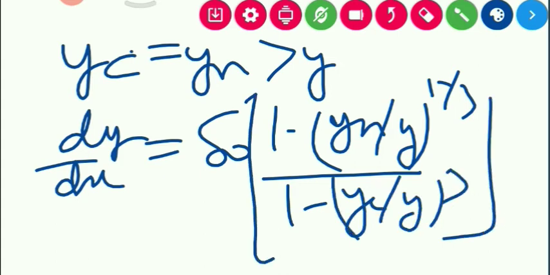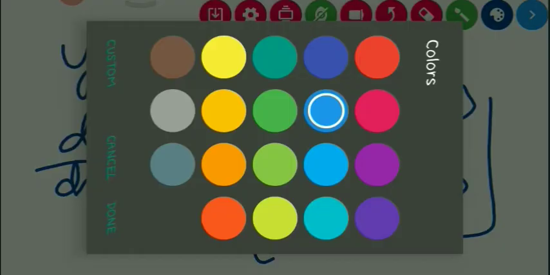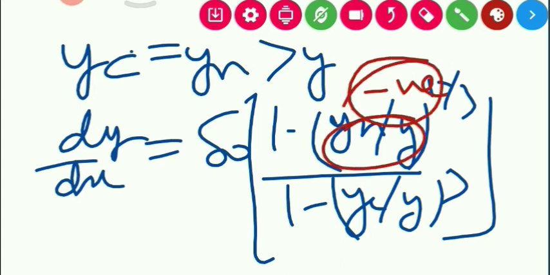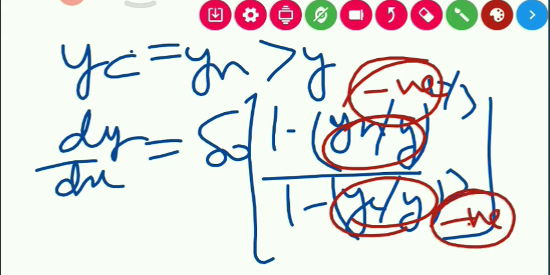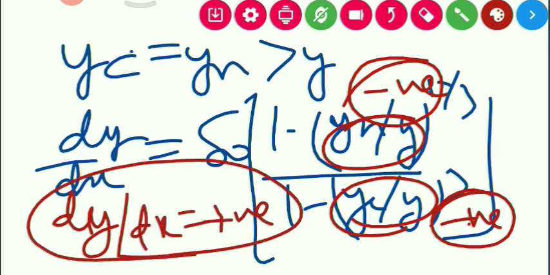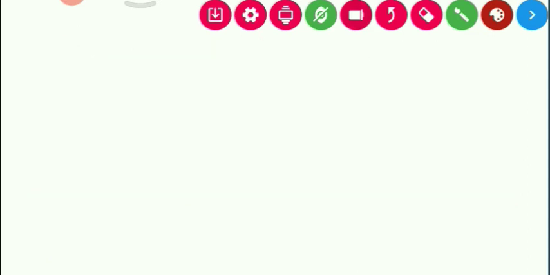Okay, so here y is smaller, then this value will be negative because it will be greater than 1, and this value will also be greater than 1, so overall it is also a negative term. So the overall total, negative by negative, dy/dx will be positive, so it is also a rising type of curve.